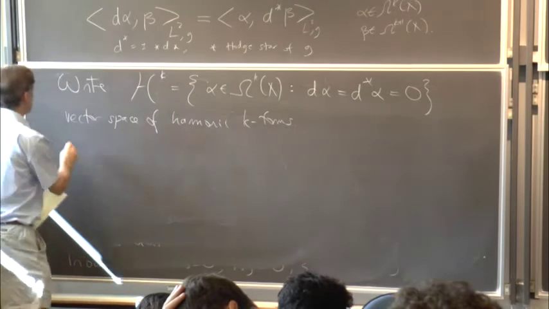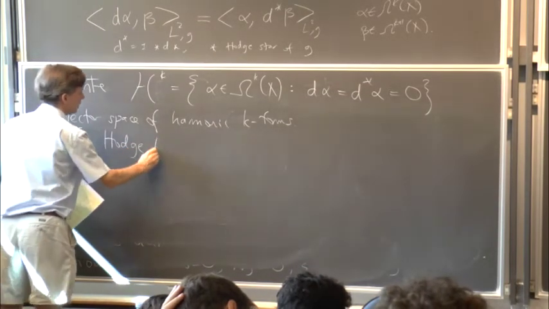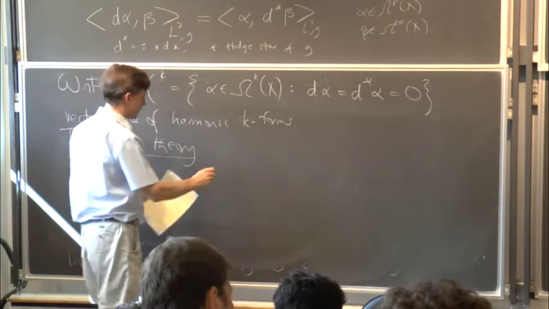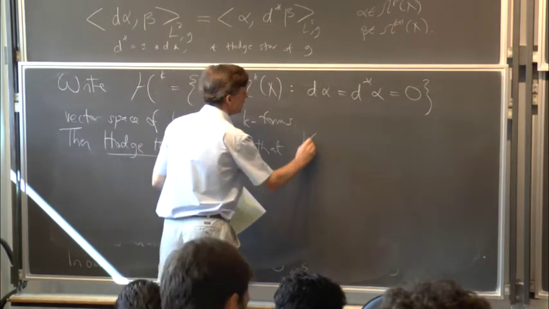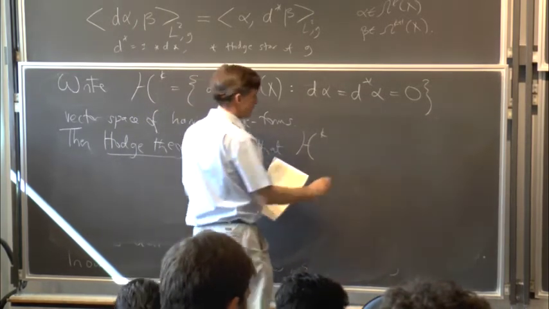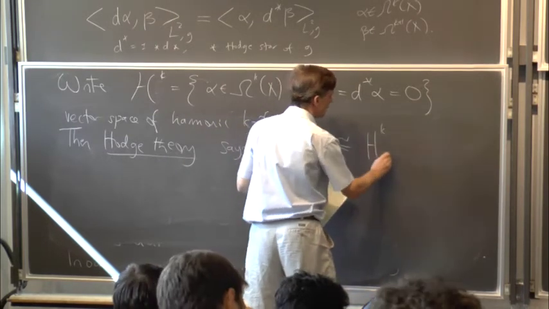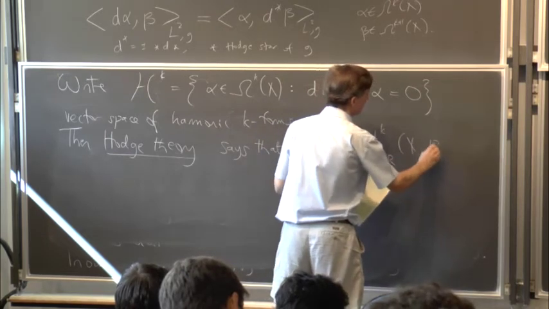So Hodge theory basically says that curly H^k is naturally isomorphic to the kth de Rham cohomology group of X with real coefficients.